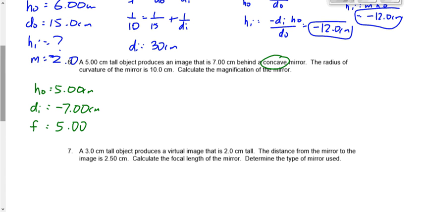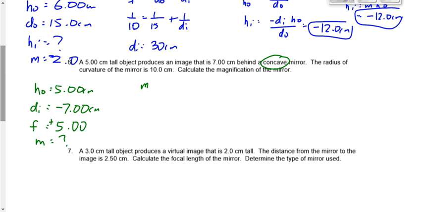Converging, I don't care about that concave word. I want to translate that into our language, which is converging or diverging. Concave mirror is converging. Now, if this is a concave lens, it would be diverging. It would make the focal point negative, but it's not. So we're going to make it positive 5.00, and we're going to find the magnification here.